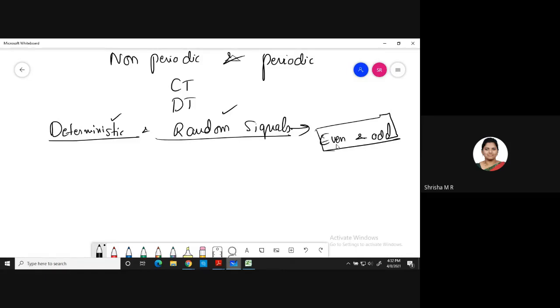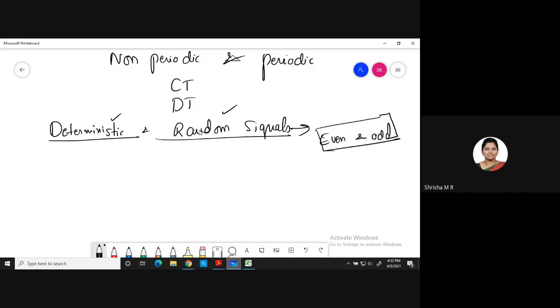If that duty gets over early, then I'll take class, but it will be only for a small amount of time. So tomorrow I'll do even and odd. Just today I'll do deterministic and random signals. I'll just explain what that is. That is enough for you. You don't have any problems on that.